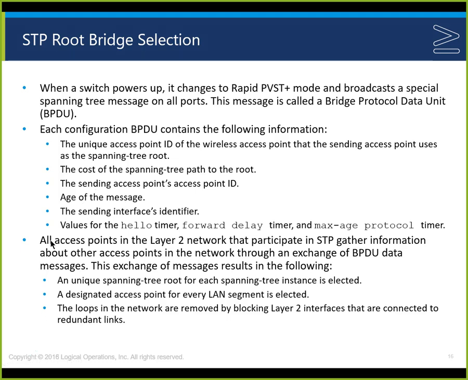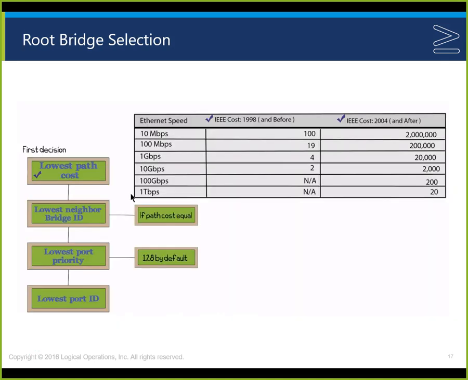And it is time for continuing with the root bridge selection. The process, the flow here: the lowest path cost. The two costs are up here, the cost after 2004 and the cost from 1998 and before. You can see that before 1998 we didn't even have a 100 gig or a terabyte to look at. And the 10 gig, the 1 gig, how much are the costs?